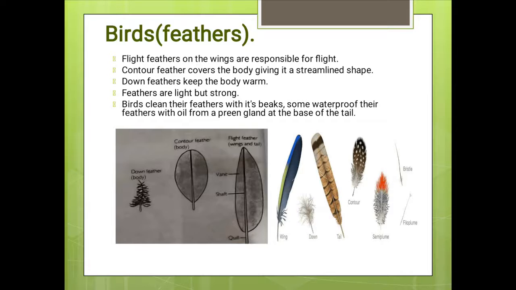You know guys, feathers are the lightest part of birds, but yet they are the strongest one as well. Birds keep their feathers clean with the help of their beaks, and some birds interestingly waterproof their feathers. What they do is they rub their beaks against their preen gland and get some oil from that gland, and they rub it on their feathers, and this is how some feathers become waterproof.